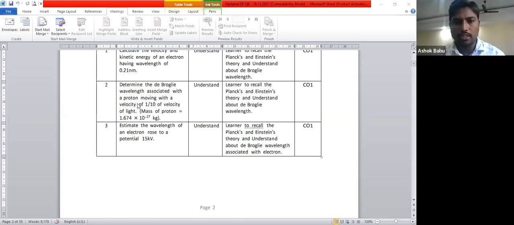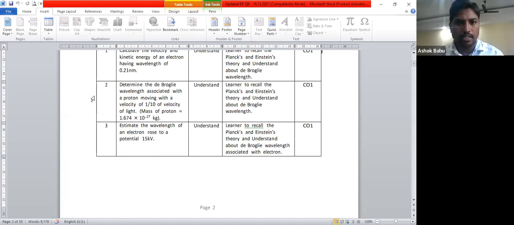De Broglie wavelength associated with a proton moving with a velocity of 1 by 10 of the velocity of light. Velocity equals 1 by 10 into the velocity of light, which is 3 into 10 power 8. So velocity equals 3 into 10 power 7 meters per second. The mass of the proton is given. So the de Broglie wavelength in terms of velocity is lambda equals h by m into v. By substituting the Planck constant, the mass of the proton, and velocity 3 into 10 power 7, all of you try to find the wavelength.